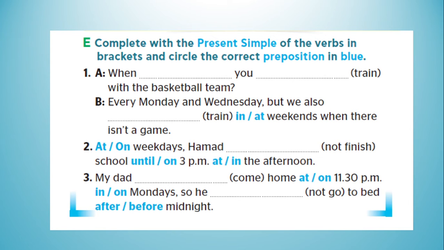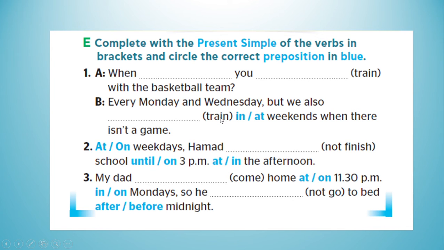Hello again. Have you finished? Let's check your answers. In the first one, it's a question in the present simple. You use do or does to form the question. So, you, it's like plural. When do you train with the basketball team? Number 1B. Every Monday and Wednesday, but we also, we, plural. Do you need s? Of course not. We train.